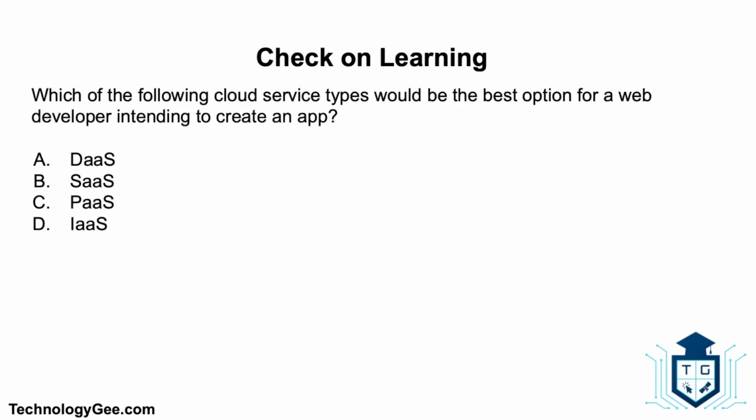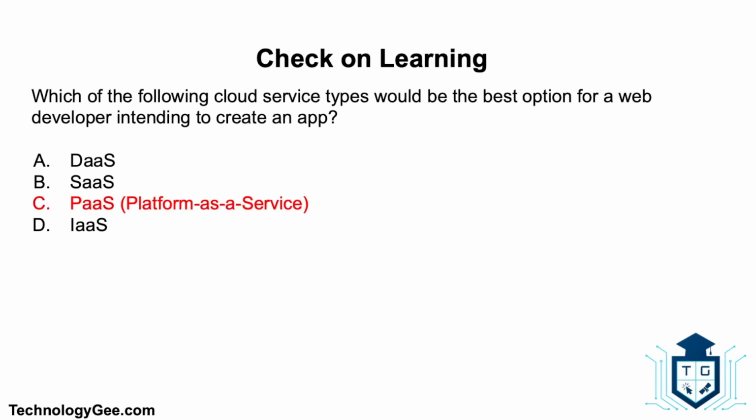Next question. Which of the following cloud service types would be the best option for a web developer intending to create an app? Would it be data as a service, software as a service, platform as a service, or infrastructure as a service? So which of these will be the best option for a web developer who is looking to create an app? And the correct answer is, it will be a platform as a service. Why? Because the web developer doesn't have to worry about maintaining and upgrading the actual infrastructure. All he or she would have to do is just essentially log in and get busy creating an app and let their hosting company worry about maintaining everything else.